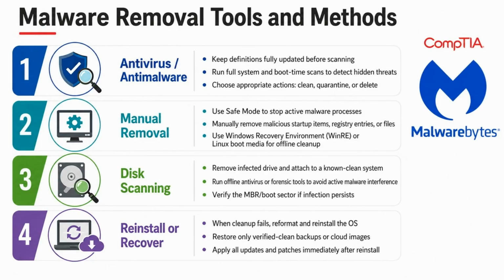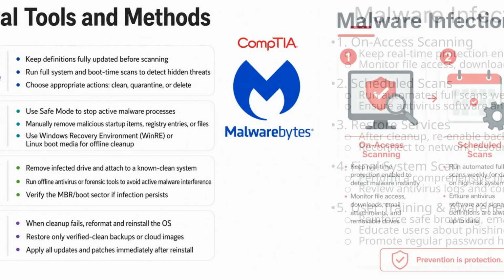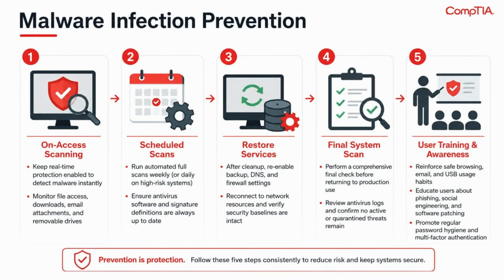Manual removal. Use safe mode to stop active malware processes, and manually remove malicious startup items, registry entries, or files using WinRE or Linux boot media for offline cleanup. Disk scanning. Remove the infected drive, attach it to a known clean system, and run offline antivirus or forensic tools. Reinstall or recover. When cleanup fails, reformat and reinstall the OS, restoring only verified clean backups, and apply all updates immediately after. On-access scanning keeps real-time protection enabled to detect malware instantly, monitoring file access, downloads, and removable drives.